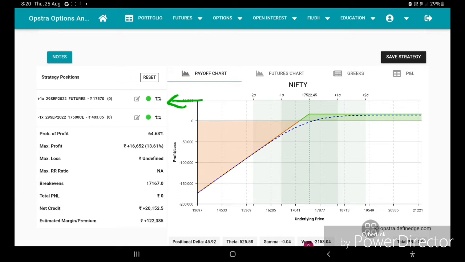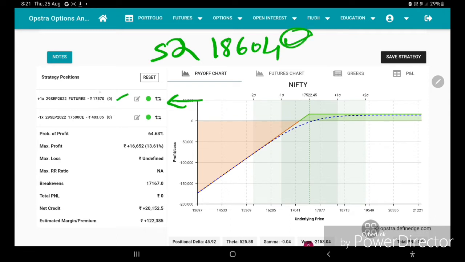We can expect that the market will breach the 52-week high that was achieved 6 months before. That 52-week high is 18,604, and I firmly believe that this year we will achieve it. This is just 5% from this spot level.